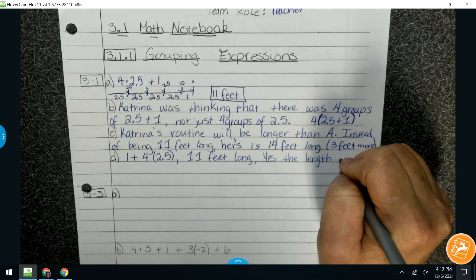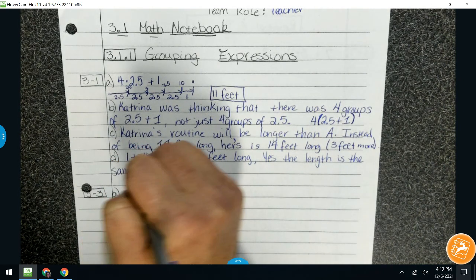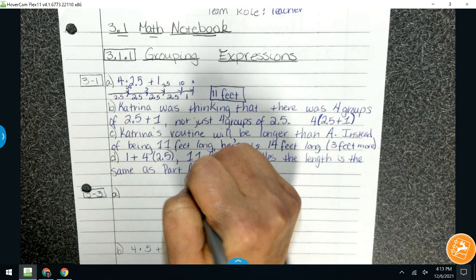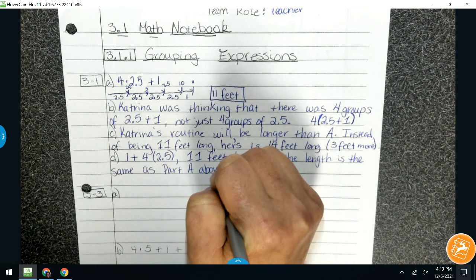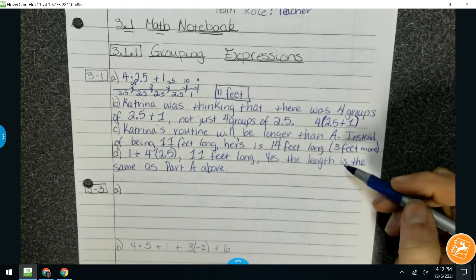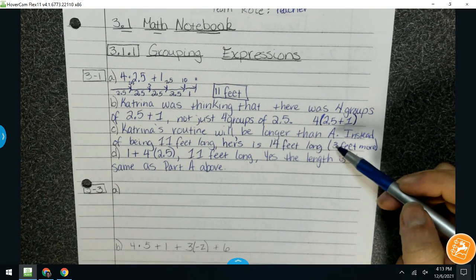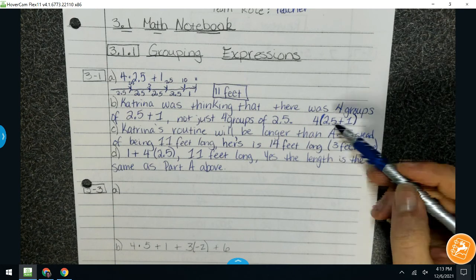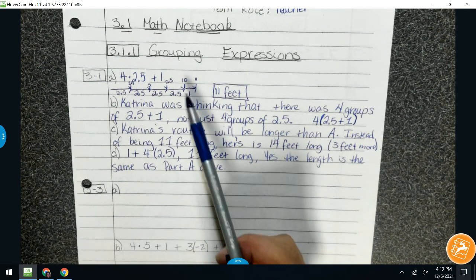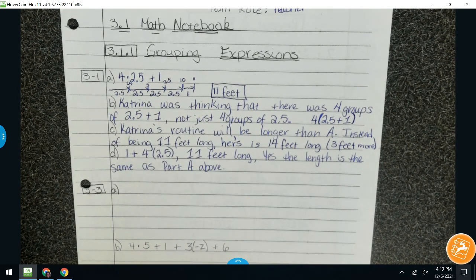So yes, the length is the same as part A above. And the reason for that, and we'll get more into it, is called the commutative property of addition. It says that I can add in any order that I want and I will still get the same value. And so in this problem right here, by moving this 1 to the front, it doesn't change the value because of that.